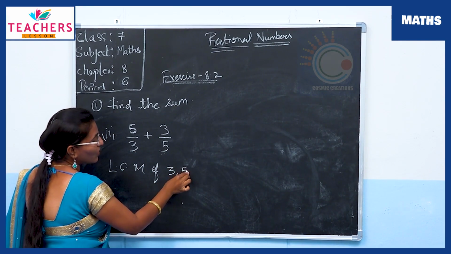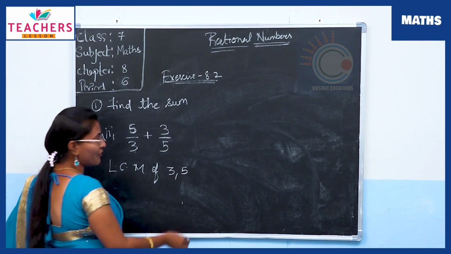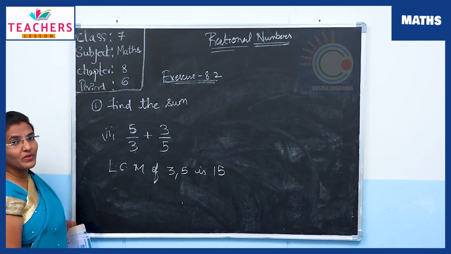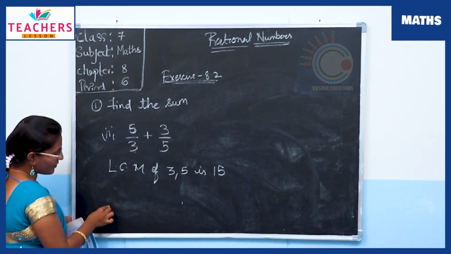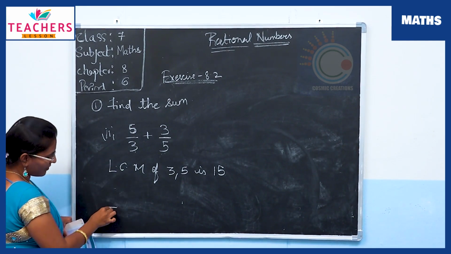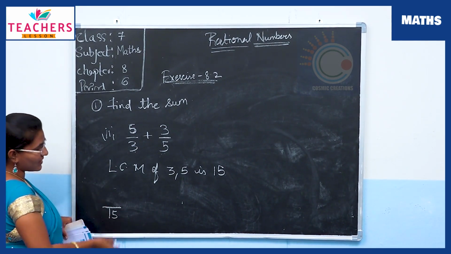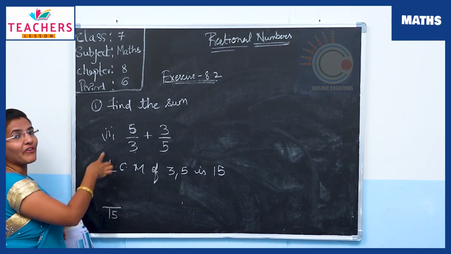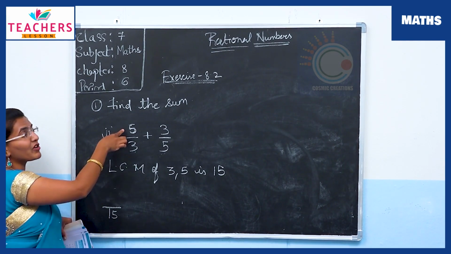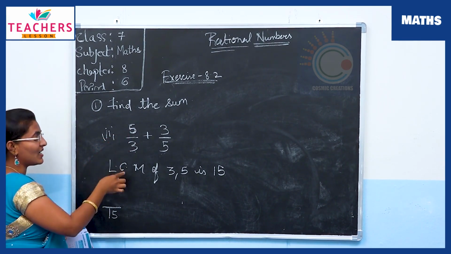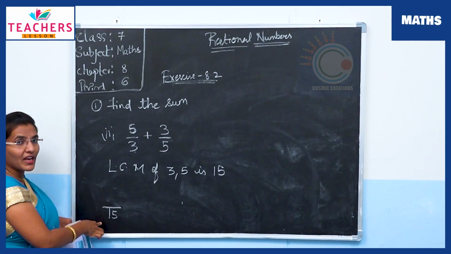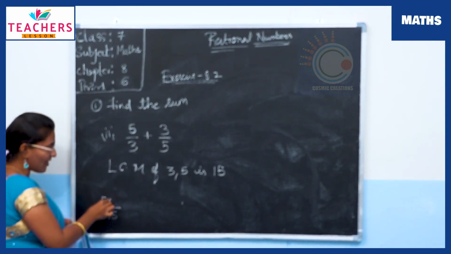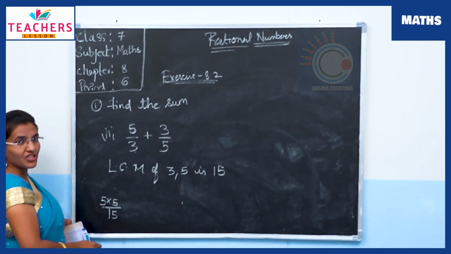What are the denominators we have here? 3 and 5. What is the LCM of 3 and 5? 3 fives are 15. So the LCM is 15, and we got the common denominator as 15. For the first rational number, the denominator is 15, isn't it? Here we have 3. 3 is how many times 15? 3 fives are 15. So we have to multiply by 5 the numerator we already have, which is 5. This is the first rational number.